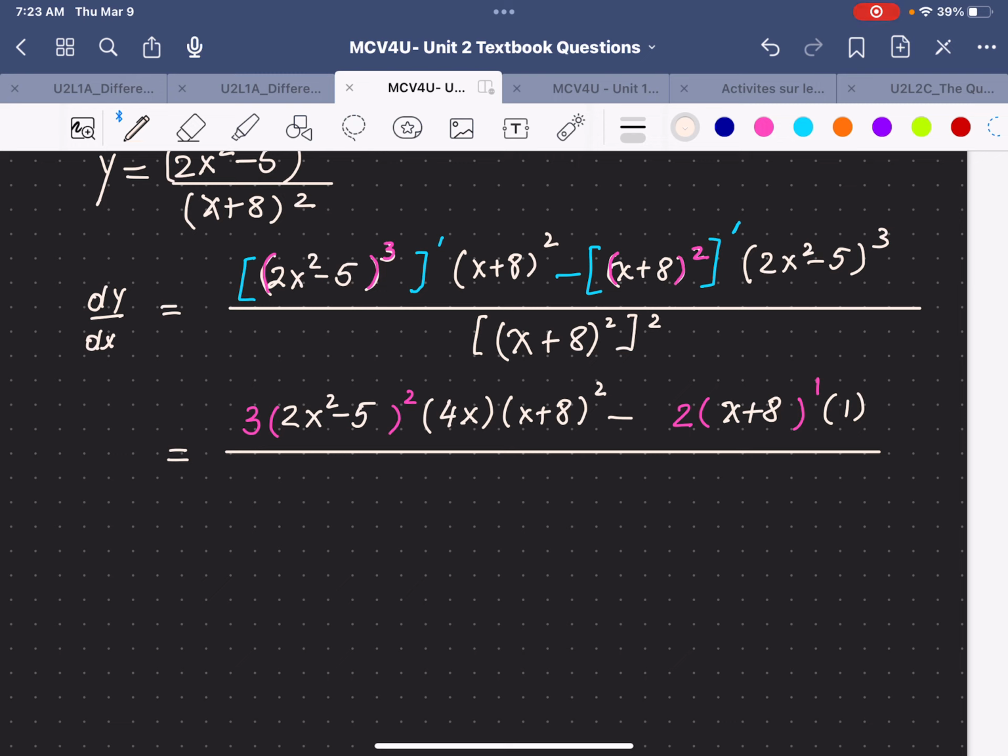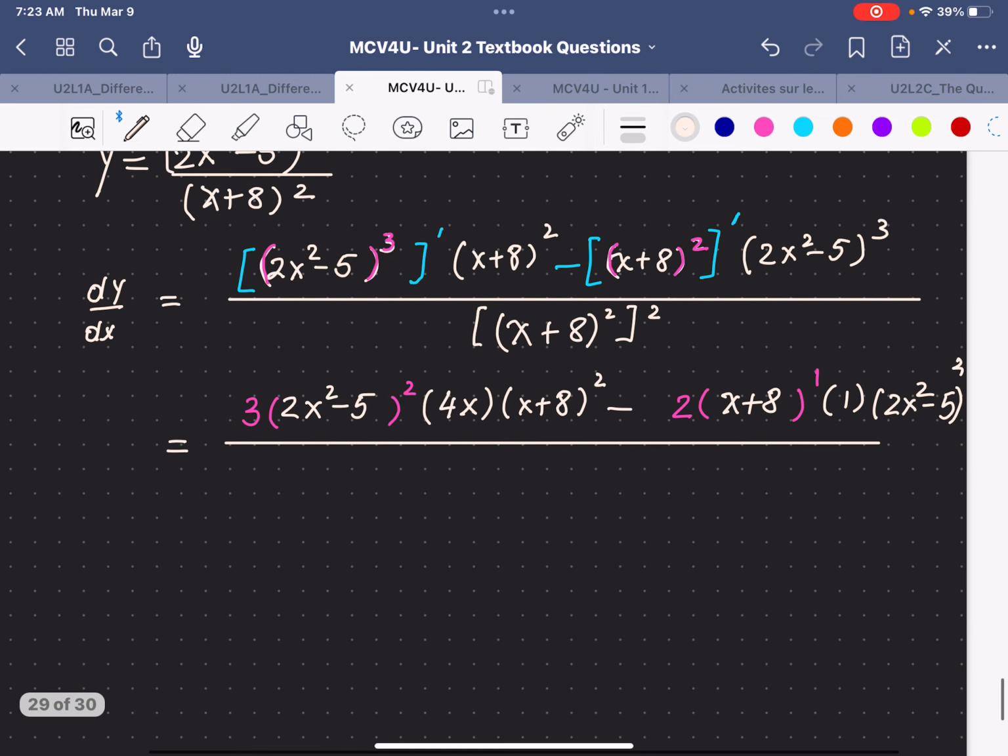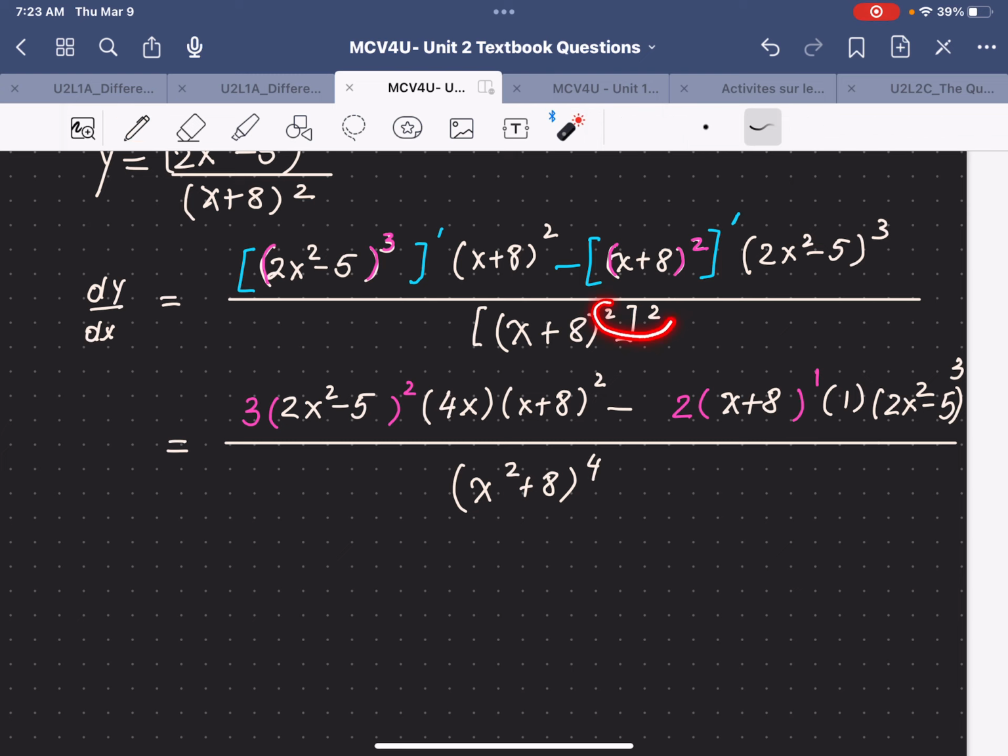And then we multiply by the last factor, which is (2x² − 5)³. Oops, running out of room here. So next we multiply or divide here by (x + 8)⁴. So what I meant was multiply the powers here.